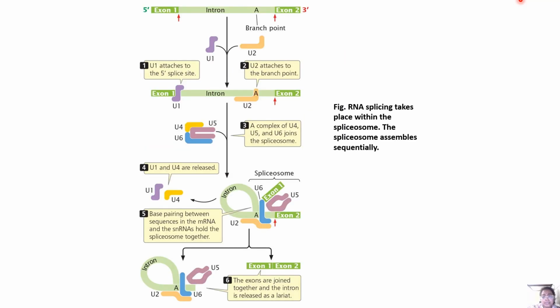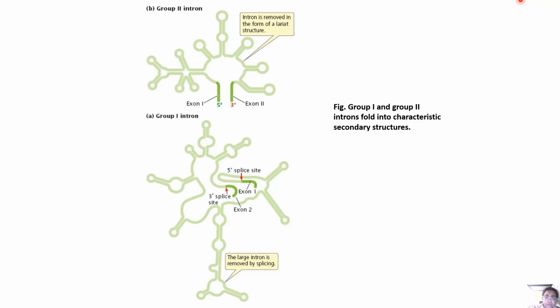RNA splicing takes place within the spliceosome. The spliceosome assembles sequentially. The U1 attaches to the 5' splice site. U2 attaches to the branch point. A complex of U4, U5 and U6 joins the spliceosome. U1 and U4 are released, and base pairing between sequences in the mRNA and the snRNAs holds the spliceosome together. And the exons are joined together and the intron is released as a lariat. Group 1 and group 2 introns fold into characteristic secondary structures.